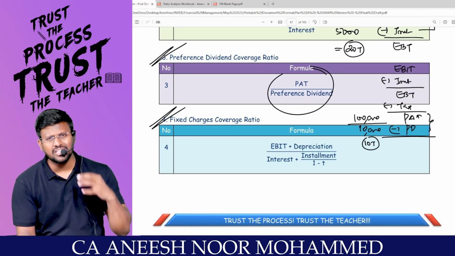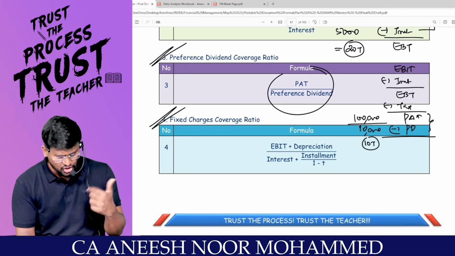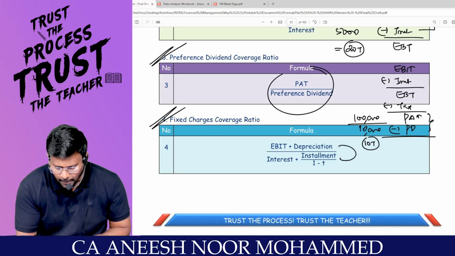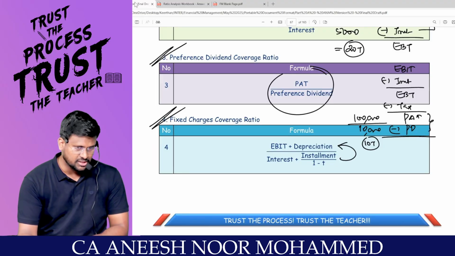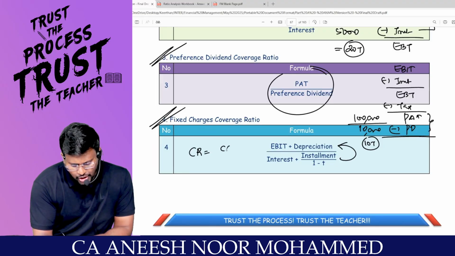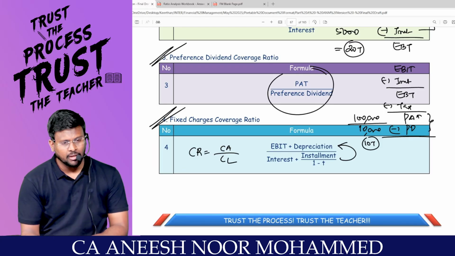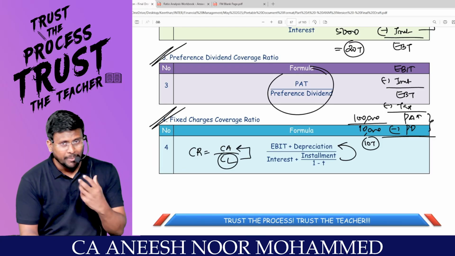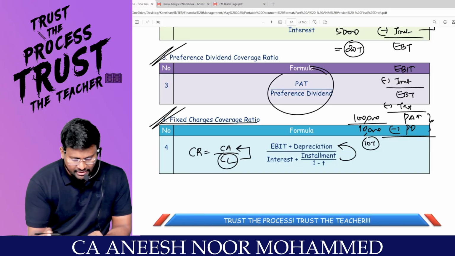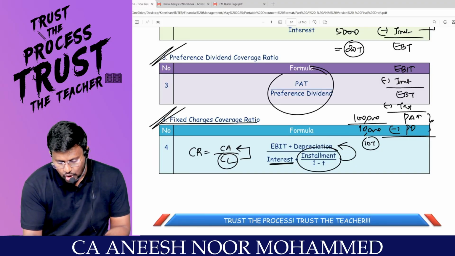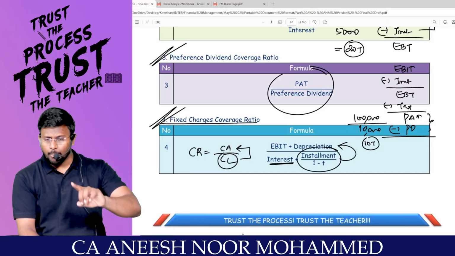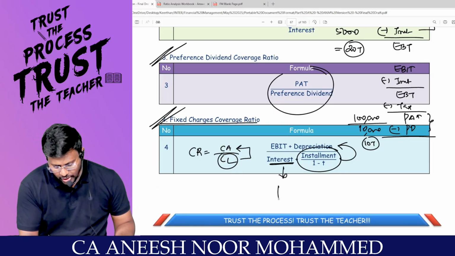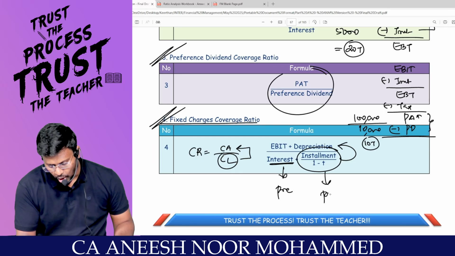Fixed charges coverage ratio. Fixed charges. That means I will consider, sir, what is the money available to meet the fixed charges. If you see, my current ratio is current asset divided by how much current assets I am having to meet the current liability. So my current liability with regard to debt is interest and installment. But installment is a post-tax item, so I'm converting that into a pre-tax item. Now the interest also becomes a pre-tax item.